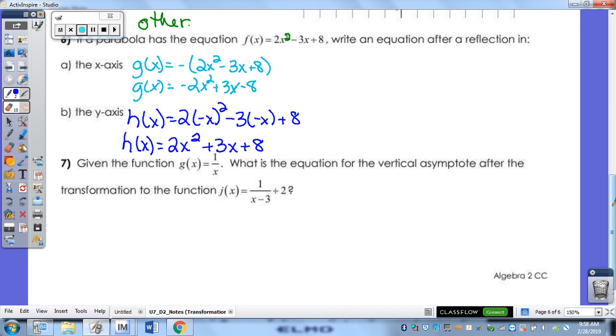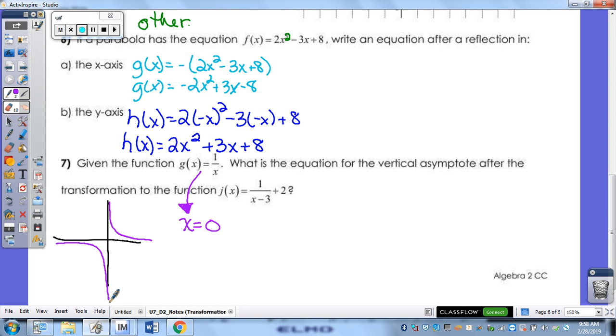All right, and our last one. Given the function g of x equals 1 over x, write the equation for the vertical asymptote after the transformation to the function j of x. So initially, g of x, the vertical asymptote would be at x equals 0. If you were to graph this, this is what your graph would look like. So it's got that vertical asymptote right there at x equals 0.